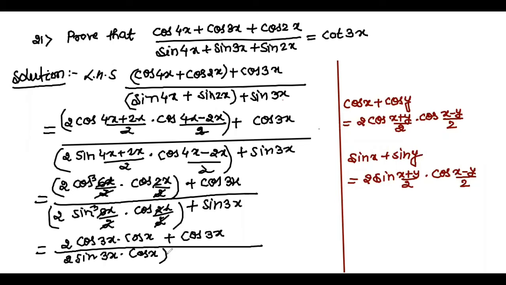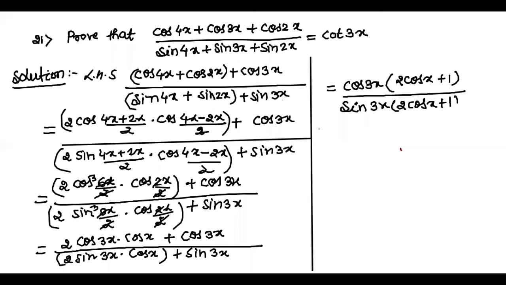Now here you can see that in the numerator we can take common cos 3x, and from the denominator we can take common sin 3x. After taking common, we are getting 2 cos x plus 1 in both the denominator and numerator, so we can reduce it. So we are getting here cos 3x by sin 3x. We know that cos by sin is cot, so cot of 3x. And this is the RHS part.